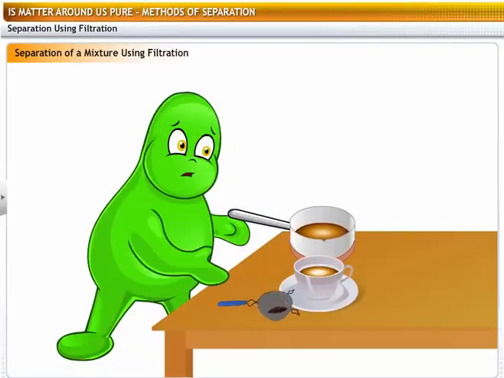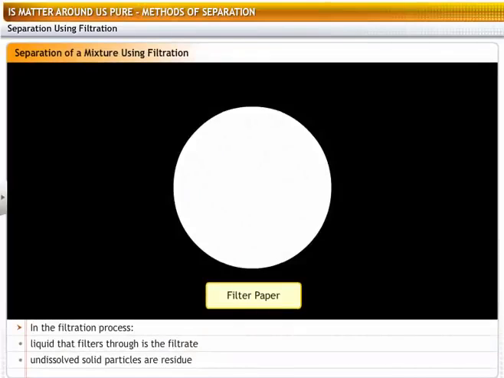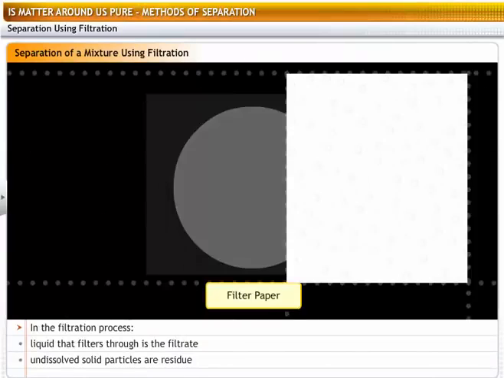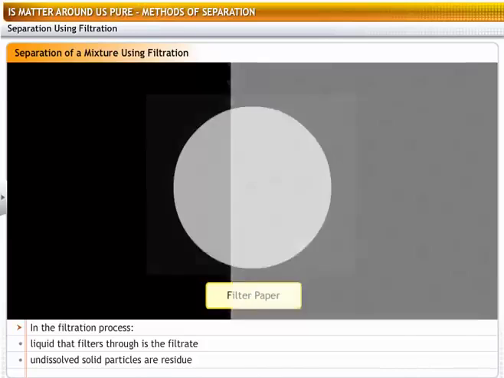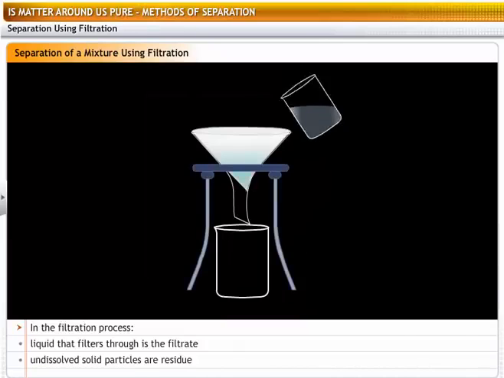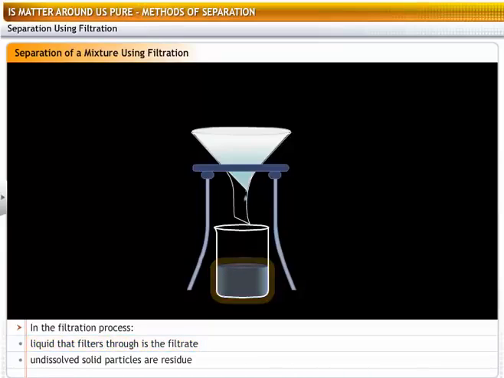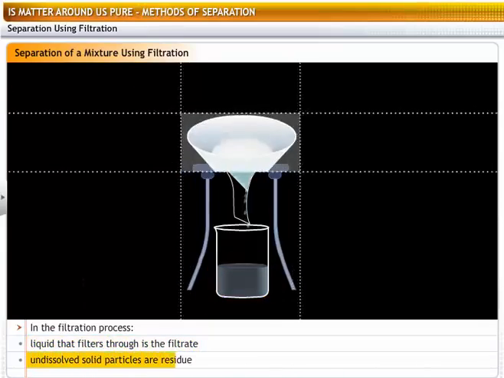Using a strainer to strain tea leaves is very similar to the process of filtration. Filtration is a process by which insoluble solids can be removed from a liquid by using a filter paper. A filter paper is a special type of paper which has pores that are tiny enough to let only liquids pass through it. If you pass a solution through filter paper, any undissolved solid particles will get left behind on the paper, whereas the liquid will filter through. The liquid that passes through is called the filtrate, and the undissolved solid particles are called residue.